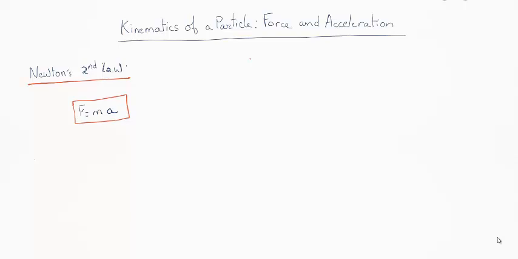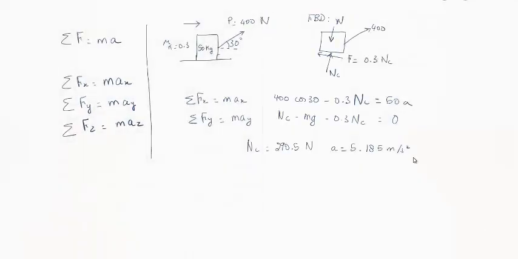So to get started we have Newton's second law, which basically states that the force exerted on the particle is equal to the mass times the acceleration, and the acceleration is in the same direction as that force. Also, the sum of the forces on the particle equals the mass times acceleration. Now this can be broken down into the coordinates x, y, z, so we have the sum of Fx equals m ax and so on. So let's do a small example to go over this.